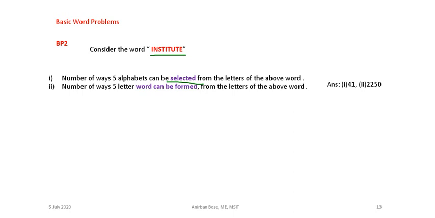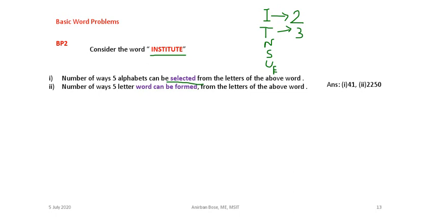Okay, so first you see how many letters are there, how many I's are there. First tell me. 1, 2, 2 I's are there. Then repetition, T, how many T's are there? I think the 3 T's are there, right? And what else? N, S, U, E, these are there. Okay, so total how many?